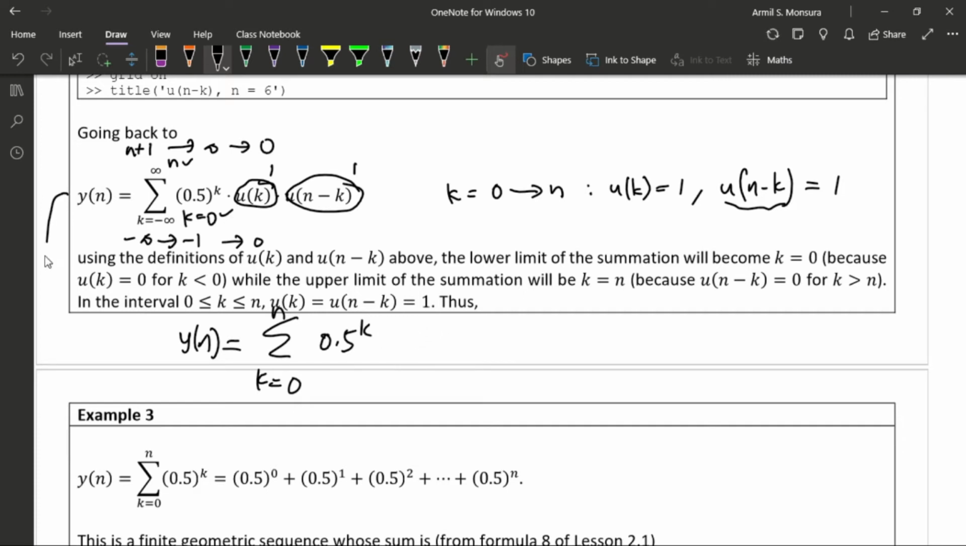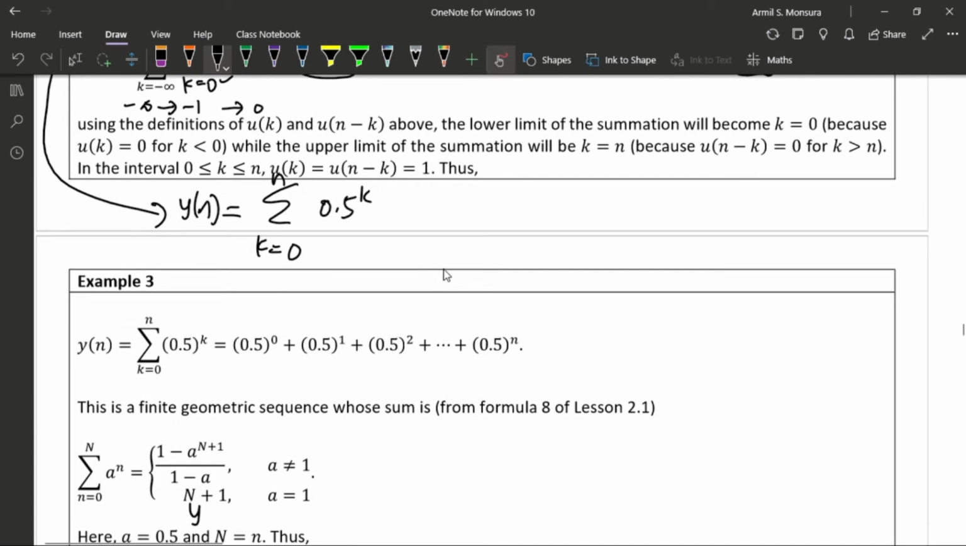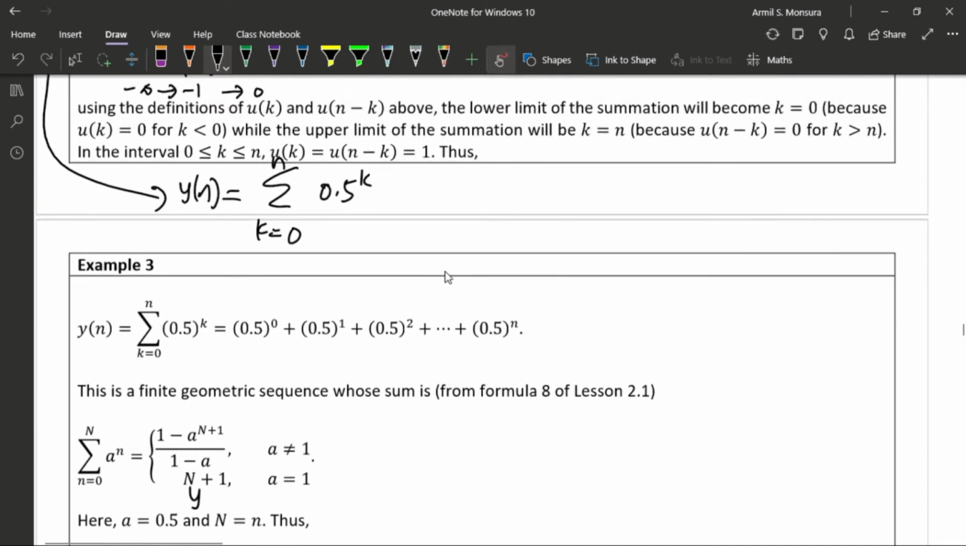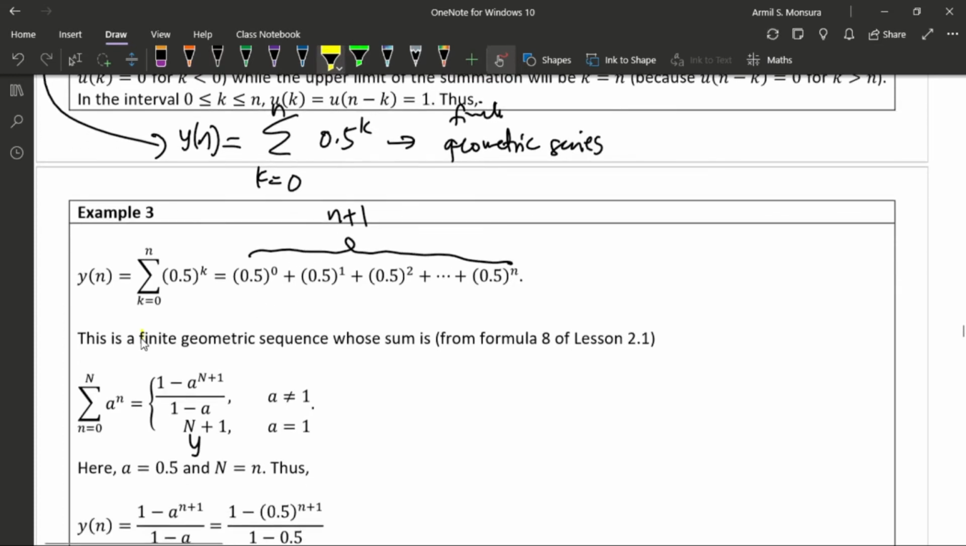So this is now written here, applying the definitions of your step signals. We now continue with this. This is now a geometric series. In this case, this is a finite geometric series. It has a length of n plus 1. The sum of a finite geometric series is provided to us in formula 8 of lesson 2.1.